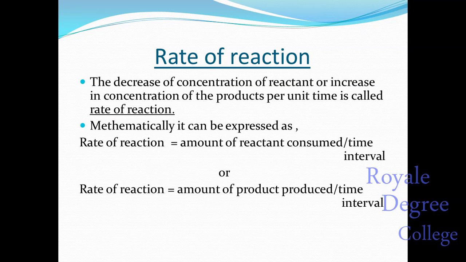Rate of reaction. The decrease of concentration of reactant or increase in concentration of the products per unit time is called rate of reaction. Mathematically, it can be expressed as rate of reaction equal to amount of reactant consumed divided by time interval, or rate of reaction equal to amount of products produced by time interval.